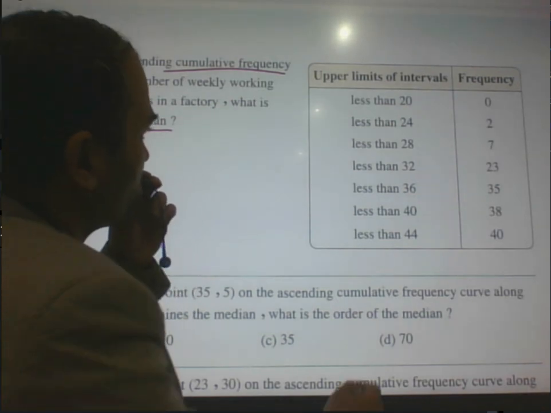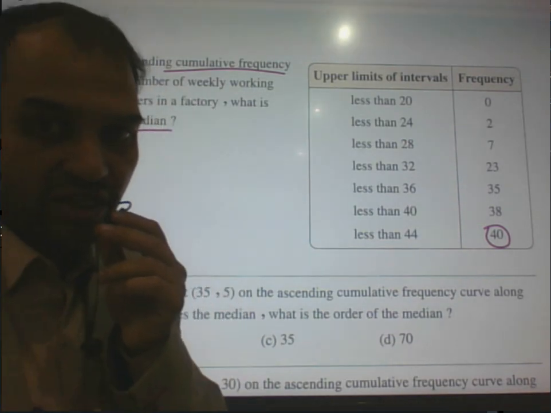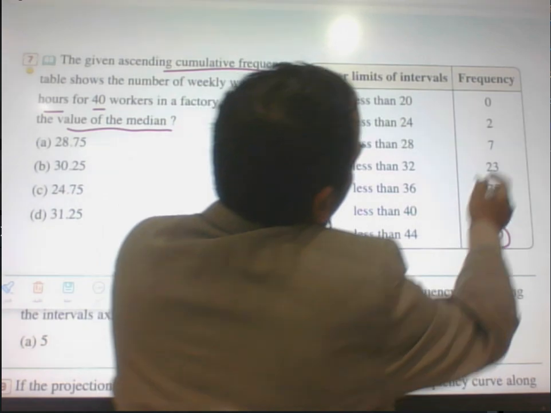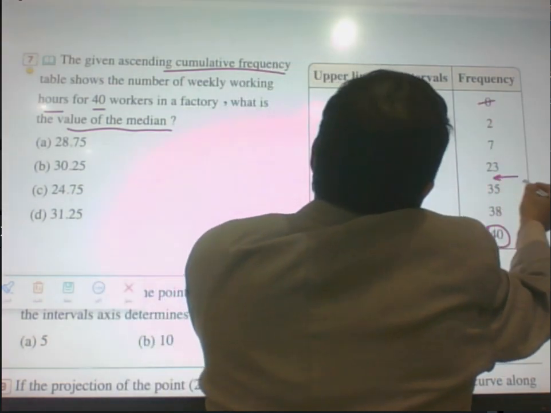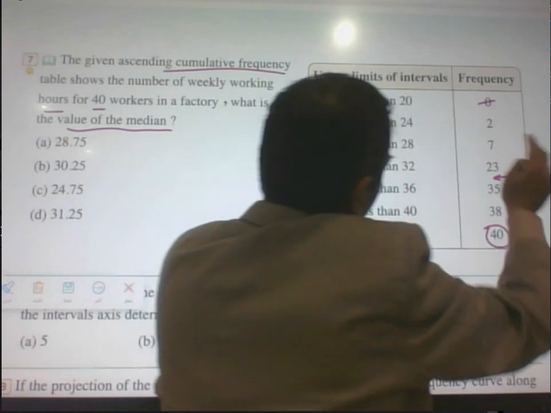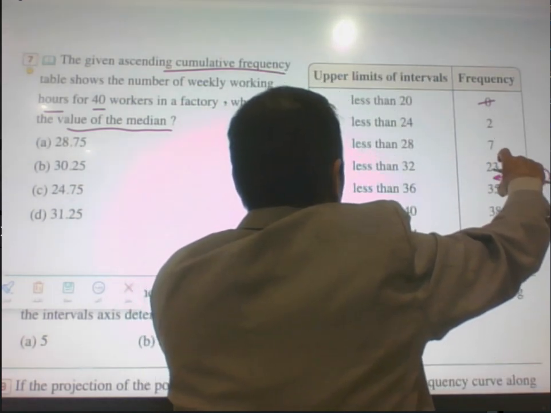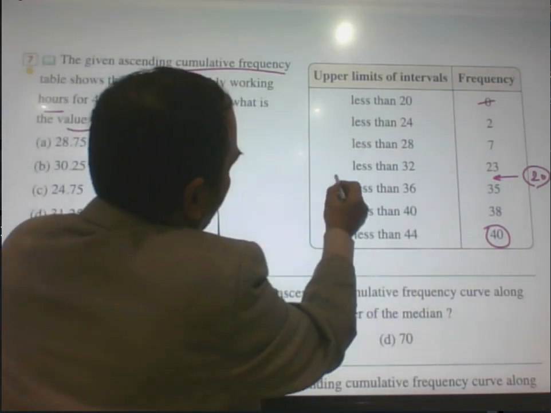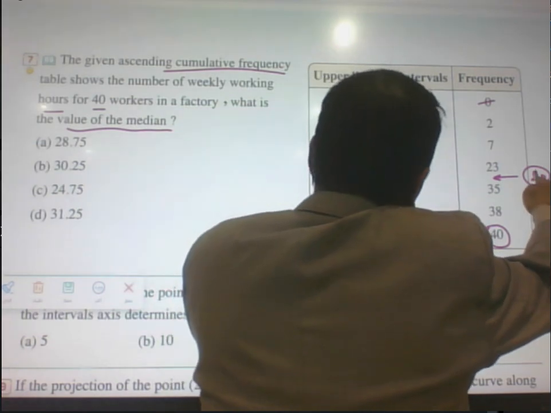Okay, the total number here was 40. How can we solve this? 40 divided by 2 equals 20. Then the order of the median equals 20. Where does 20 lie? We cancel 0 and count 1, 2, 3. 20 lies here. Okay, this is the method. Then 20 lies between 23 and 35, in this place. And the Q here refers to the value of the median. 20 is the order of the median.